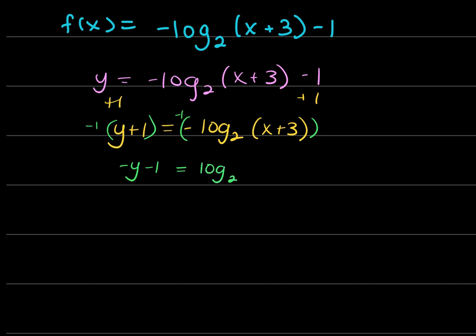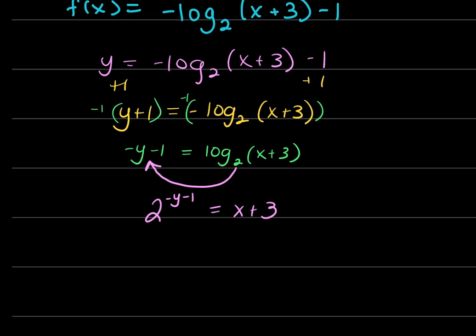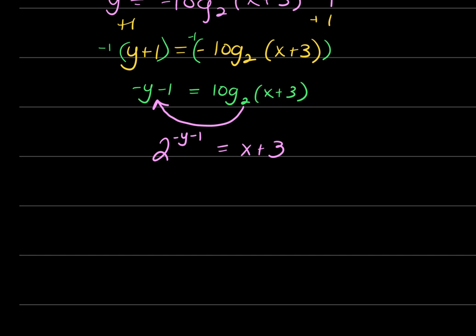Base 2 of x plus 3. And then I convert to exponential. So 2 picks up that whole thing, equals x plus 3. And then the last step to solve for x would be to subtract the 3. So 2 to the negative y minus 1, minus 3, would equal x.